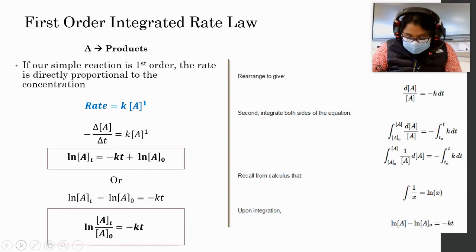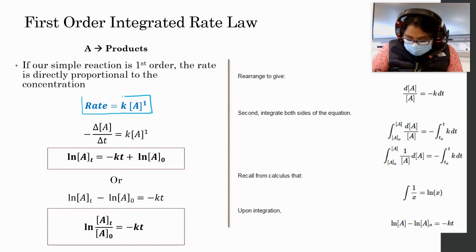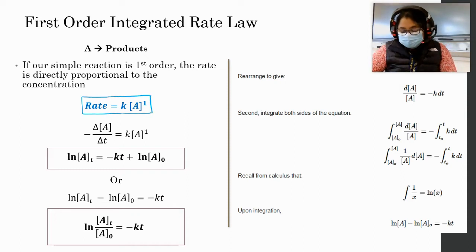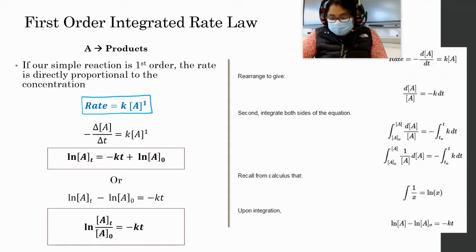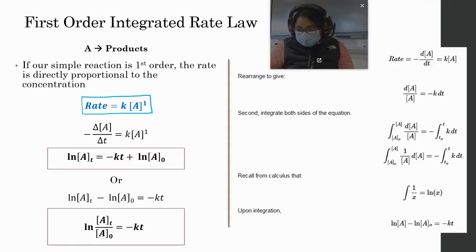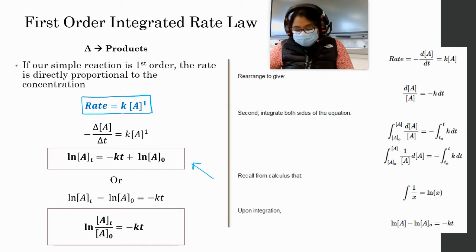For the first order rate law, where we were just looking at concentration and rate, that's your rate law. Rate equals rate constant times the concentration of A raised to the power of 1. Now, here is the work to finally get to this. This is your integrated rate law for first order reactions. This is something that is actually in your equation sheet.